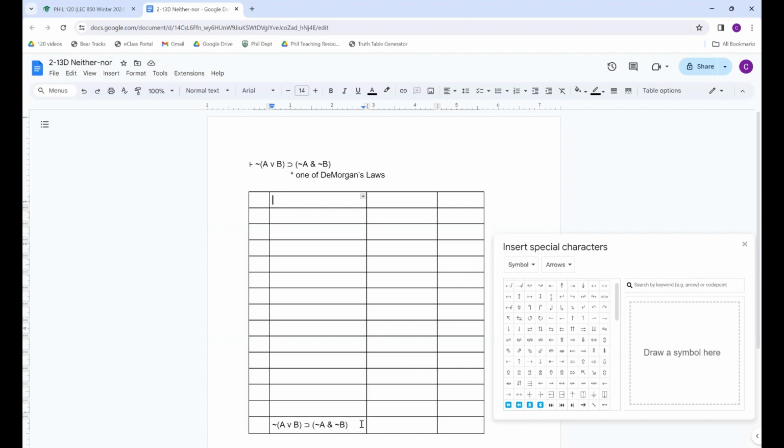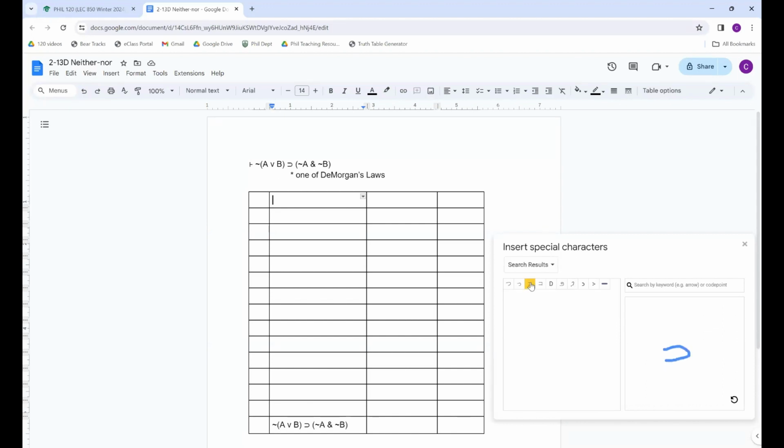So I've already set up the basics for the derivation here. I've put the theorem down at the bottom of our table and already put in another column here for the subderivation that we're going to need to introduce. So this is a conditional. That's the form of this sentence. So we're going to use conditional introduction to get it.